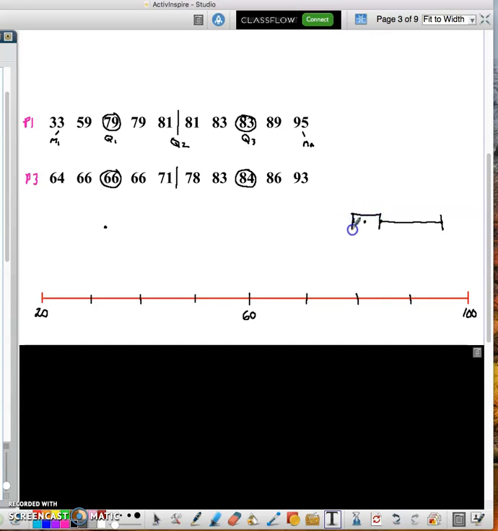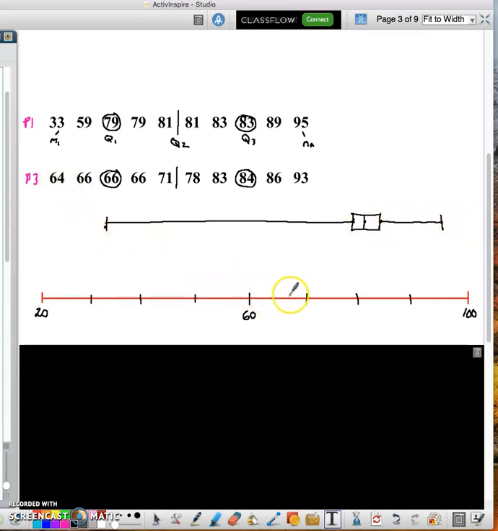Now notice how close these boxes are. And look at how long this whisker is. So what we have here is a very good class. We have a lot of high scores. Let's go do the bottom real quick.